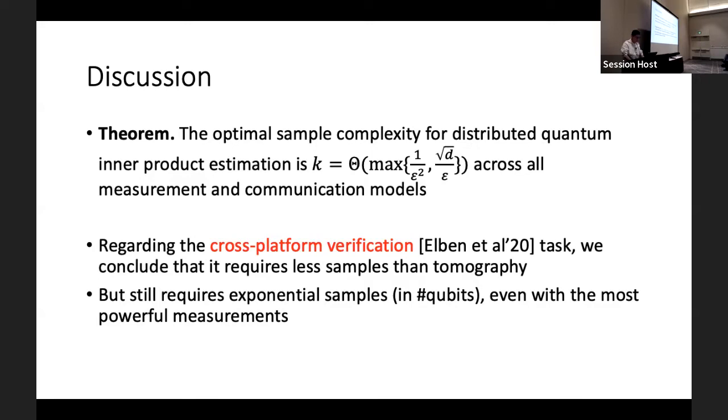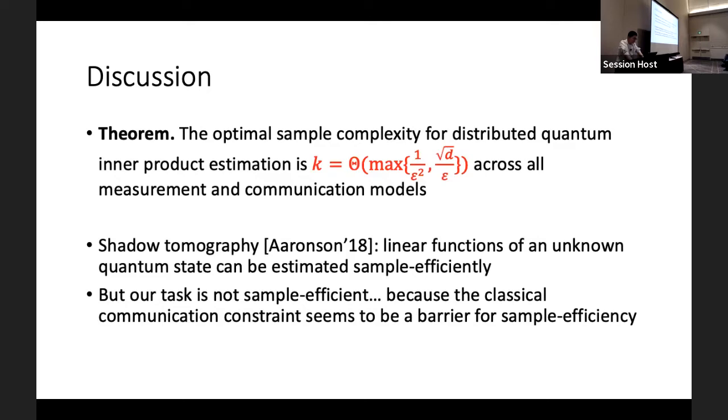And second, let's think about the sample complexity from the perspective of shadow tomography. So shadow tomography tells us that linear functions of an unknown quantum state can be estimated sample efficiently. So in our task, we also have a linear function, but our task is not sample efficient because the classical communication constraint seems to be a barrier for achieving sample efficiency.